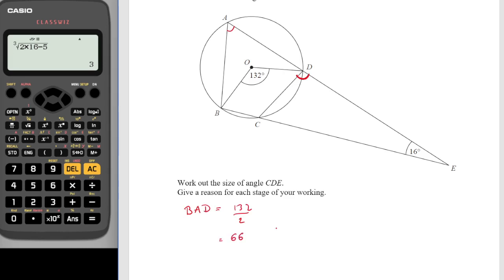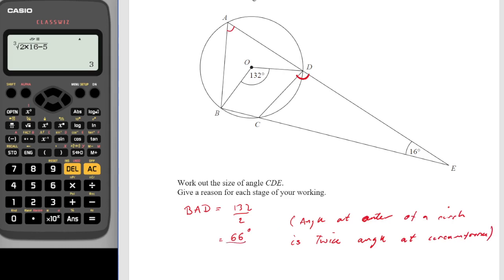And my reason for that is that angle at the center of a circle is twice angle at circumference. So that's my working followed by my reason.